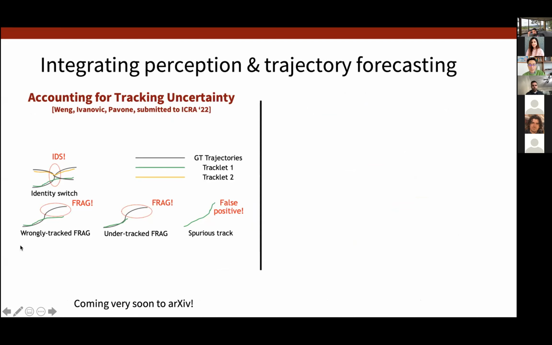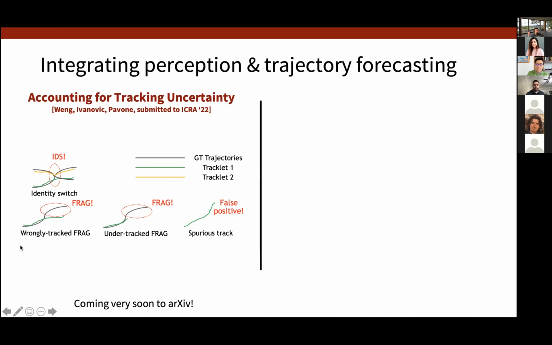In another recent work, we have studied how tracking errors, such as identity switches and fragments, can impact prediction performance via qualitative and quantitative analysis. Motivated by this analysis, we have devised a framework that substantially reduces the impact of tracking errors on prediction performance. The key idea is to simultaneously reason about multiple sets of tracking results, thereby increasing the likelihood of including accurate tracking results as inputs to prediction.